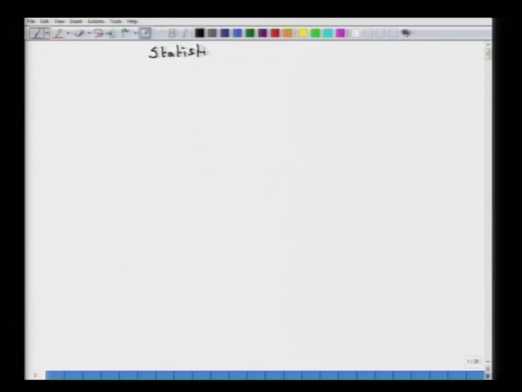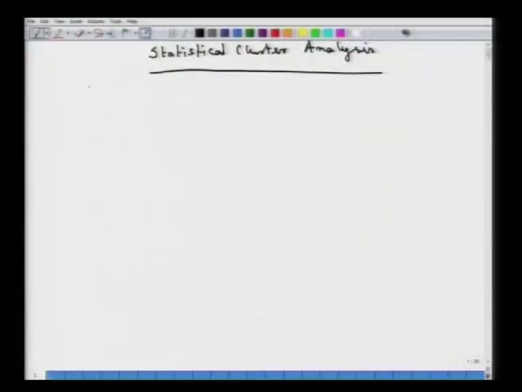In this lecture we start looking at statistical cluster analysis techniques. So, statistical cluster analysis is basically trying to do the following job. In statistical cluster analysis, we try to group heterogeneous multidimensional objects into homogeneous groups. That is the basic objective of statistical cluster analysis, and this technique can be defined as a way of exploratory data analysis.